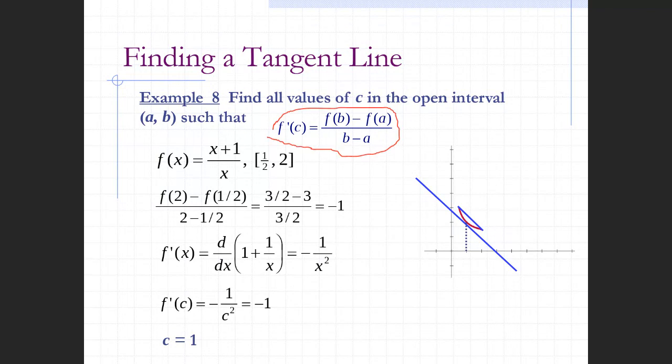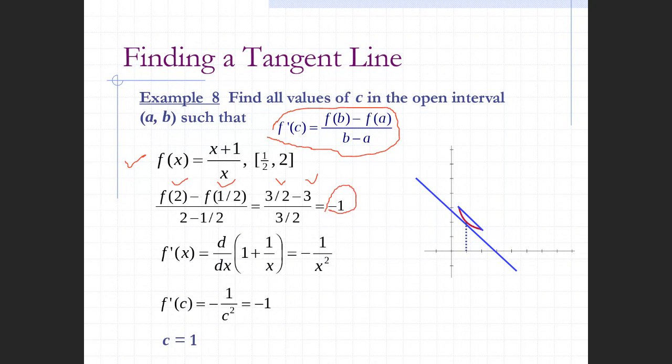So I will take a function, and in this function first I will find f(b). Now b is 2 and a is 1/2, and put these values in the original function. So f(2) will be 3/2 and f(1/2) is 3, and divide by b minus a. So b is 2 and a is 1/2. When you solve this, it will be equal to negative 1.